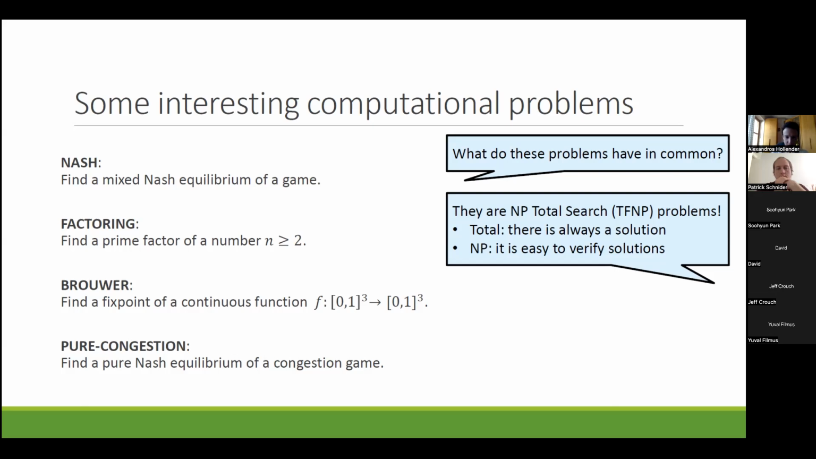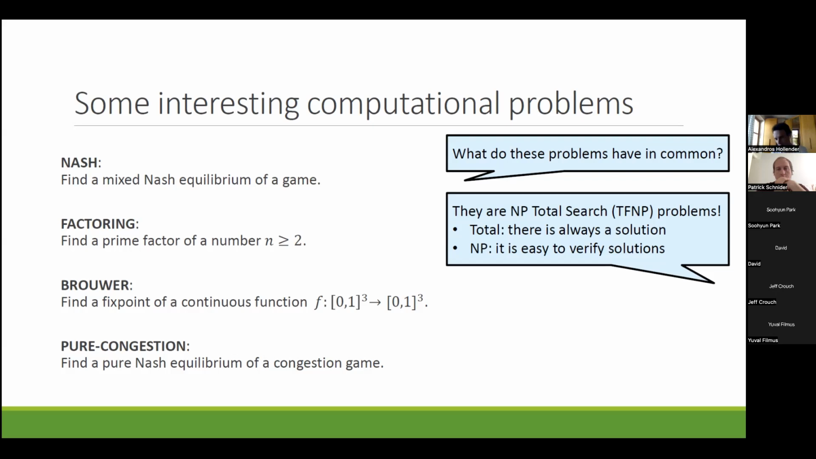And the last one, the pure congestion problem. This is again a very well-known result in the theory of congestion games, that every congestion game has at least one pure Nash equilibrium. Okay, so for each of these problems, there is a mathematical result stating there always has to exist a solution. And as a result, these problems are total search problems. They are in this class TFNP.